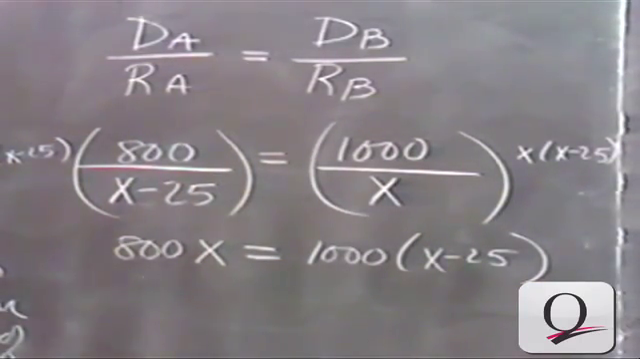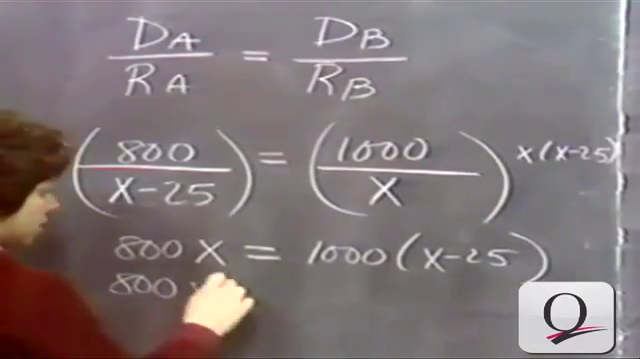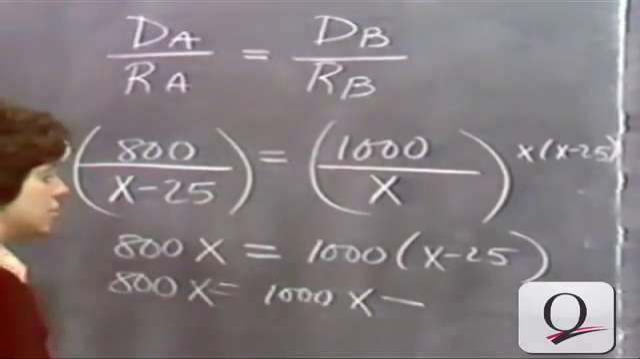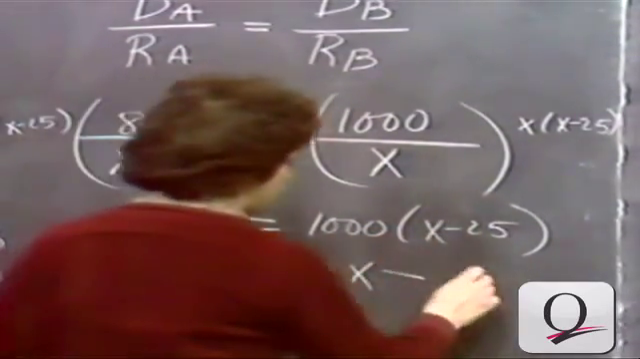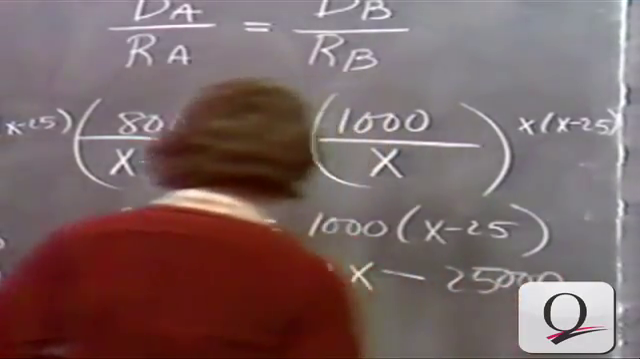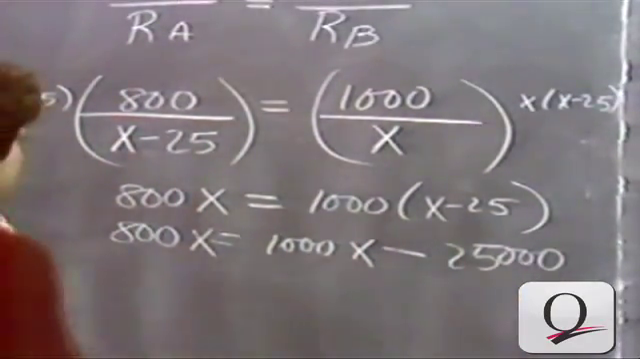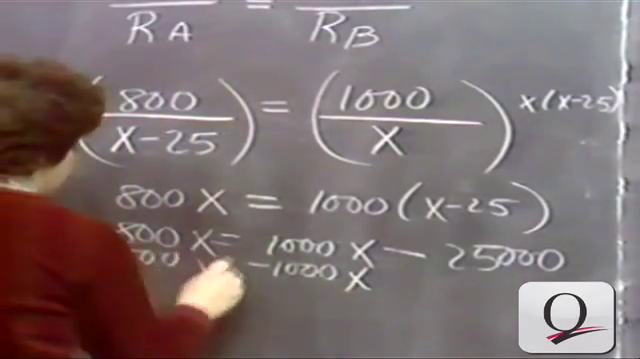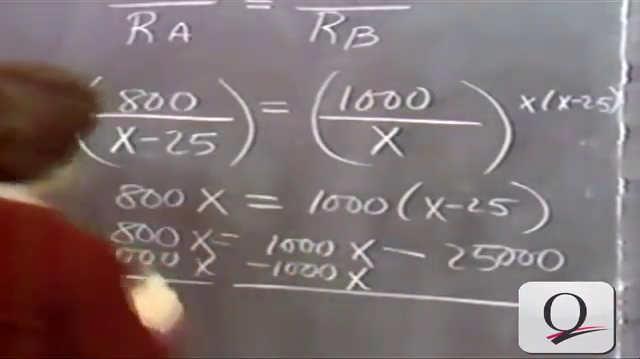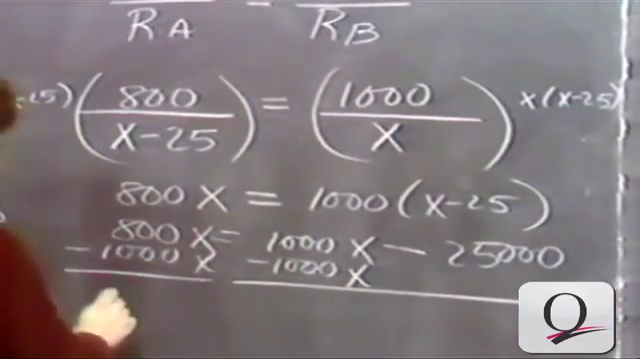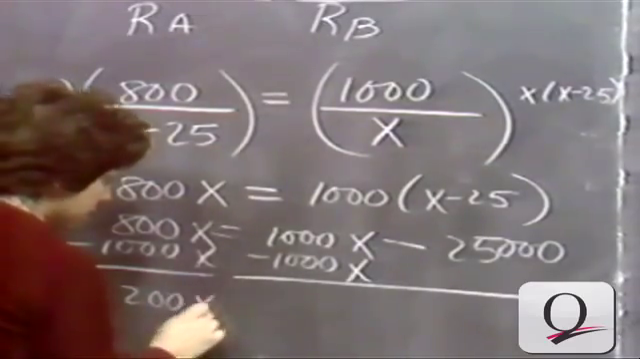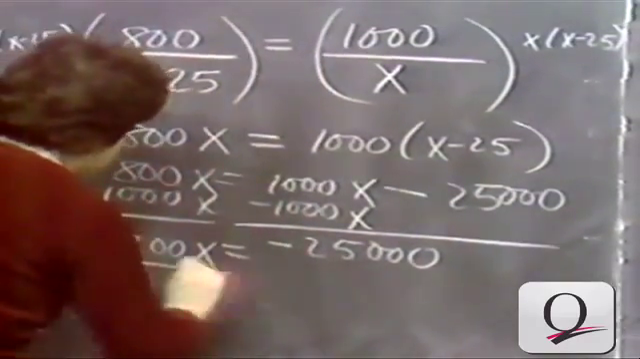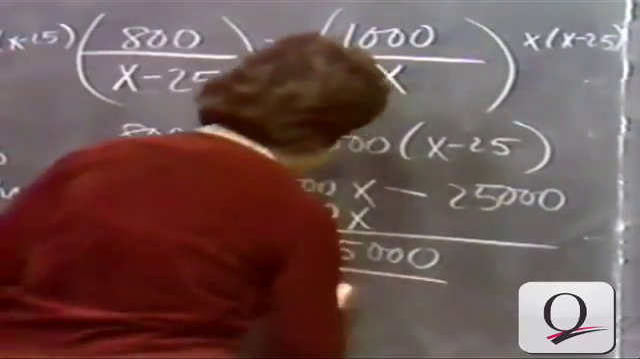Okay, and now we solve the equation. 800x is 1,000x minus, now don't forget, distribute the 1,000 through the parentheses, 1,000x minus 25,000. And we get, now subtracting 1,000x from both sides, 800x minus 1,000x, that's minus 200x, equals minus 25,000.